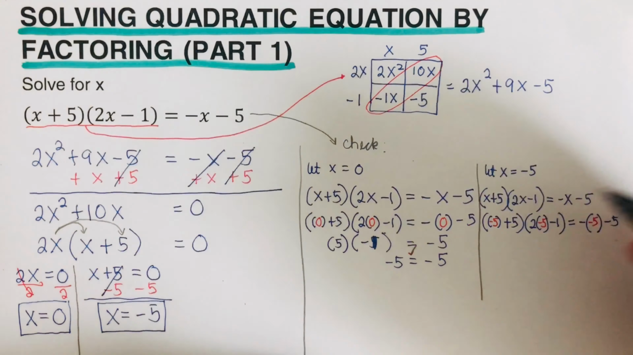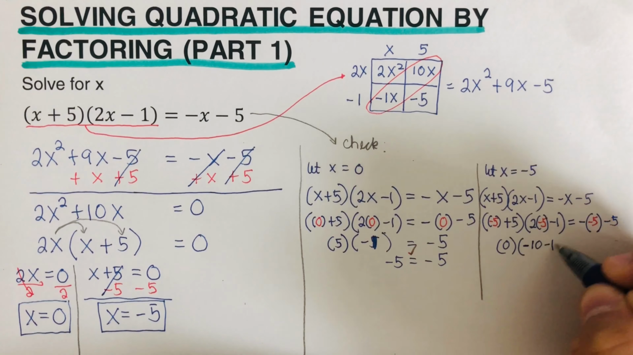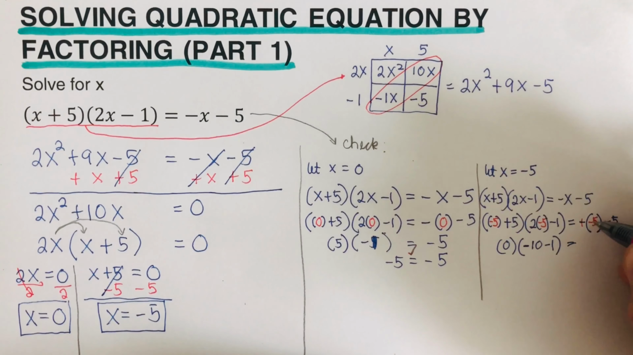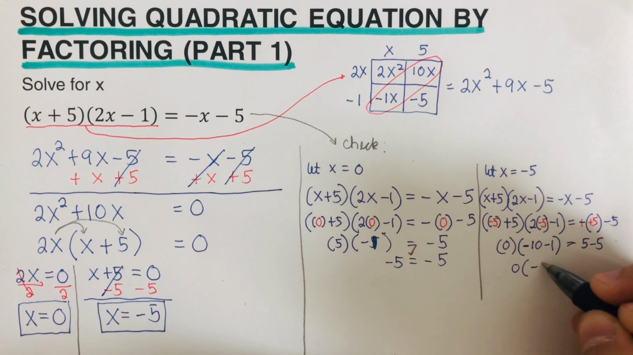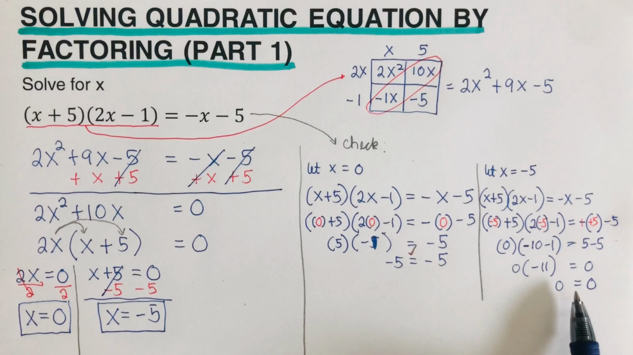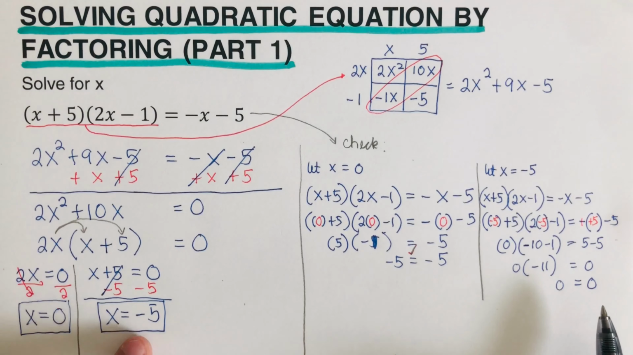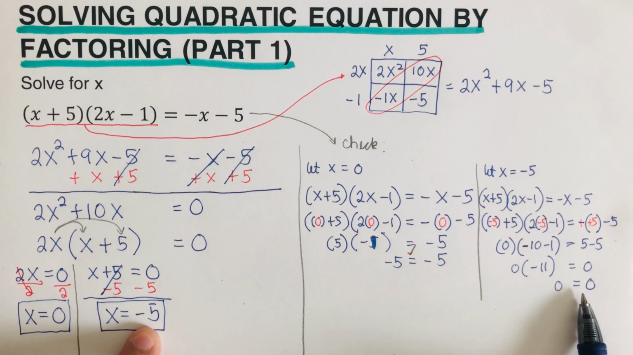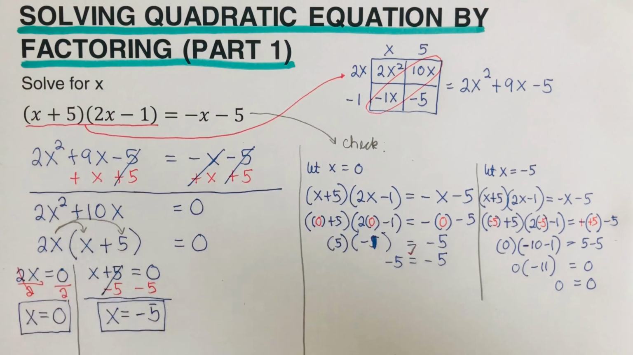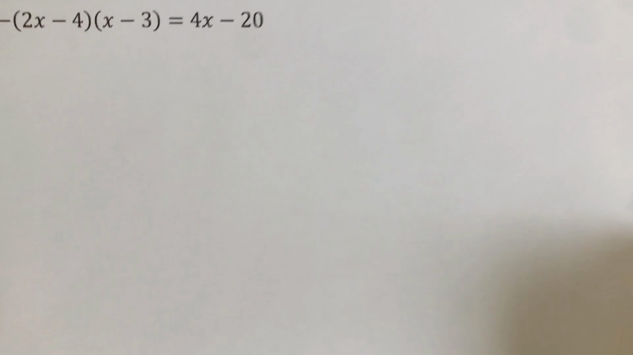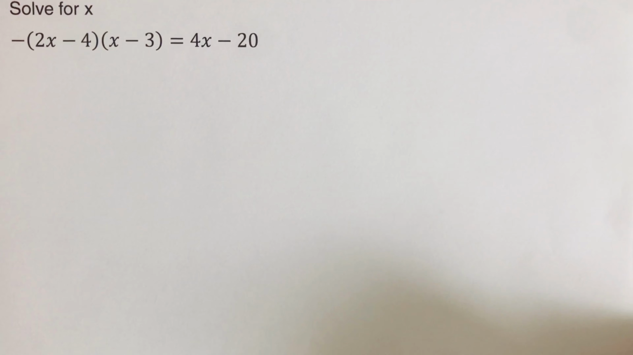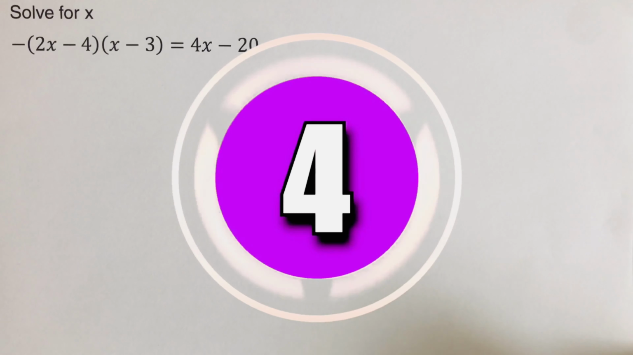So as you can see here, 0 is equal to 0, which means that x equals negative 5 is a solution to this equation that we have here. At this time, I would encourage you to pause this video and try this problem out on your own. And when you're done, unpause it and check your answer.